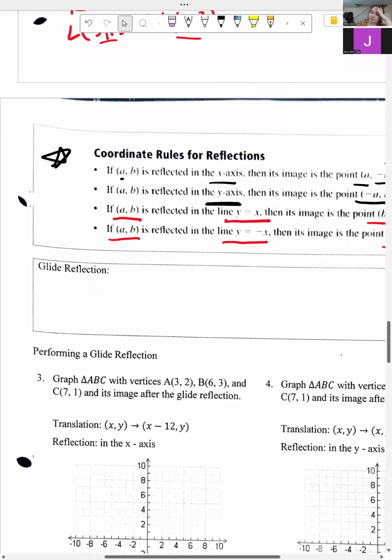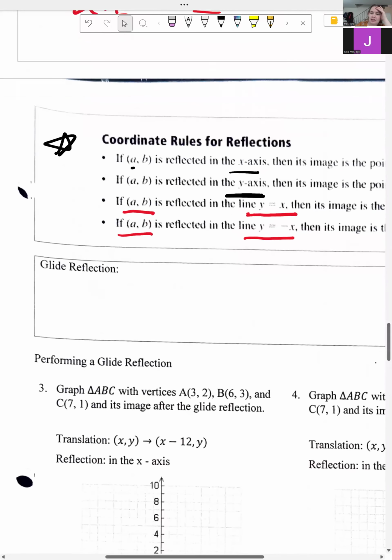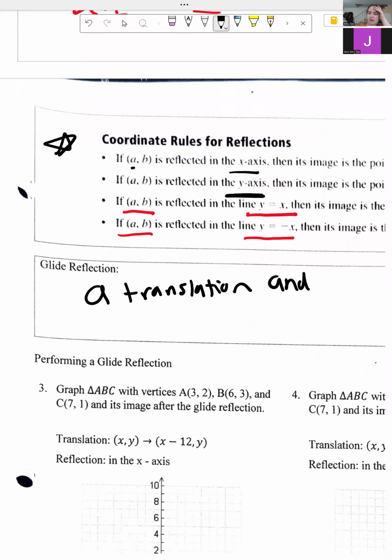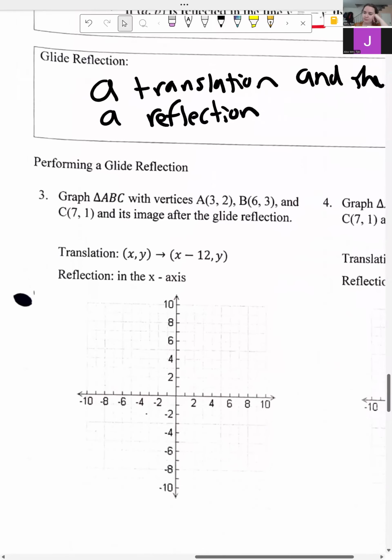Okay, let's talk about a glide reflection, and then we are done for the day. A glide reflection is a translation and then a reflection. Technically, this is a composition of transformations like we talked about last time. It's just a specific one. So you're going to glide and then you're going to reflect. And that gliding motion is a translation. Okay.